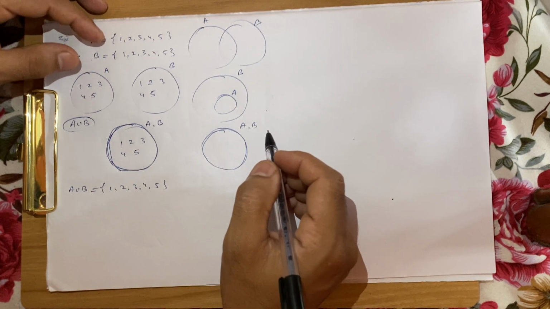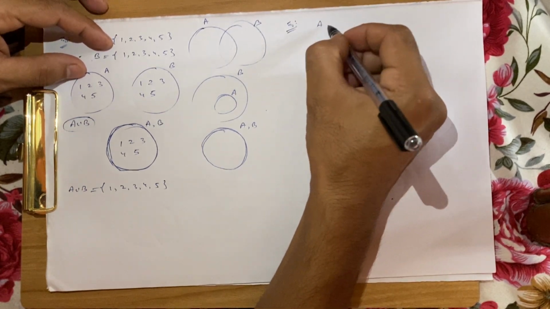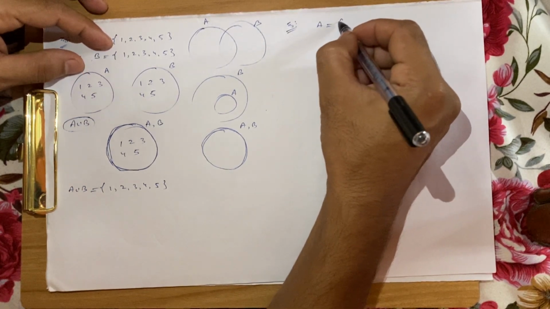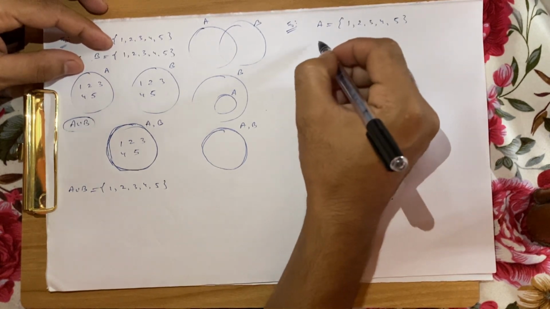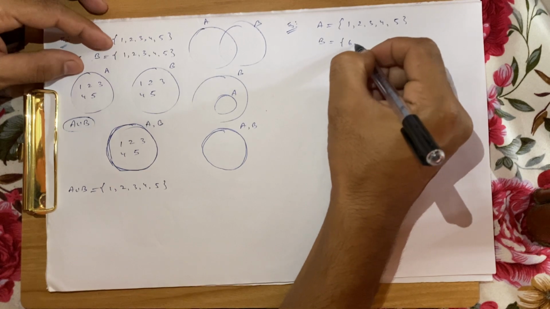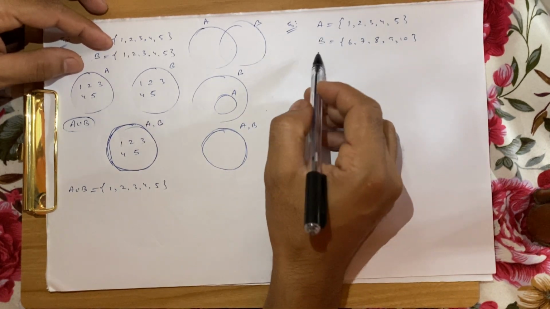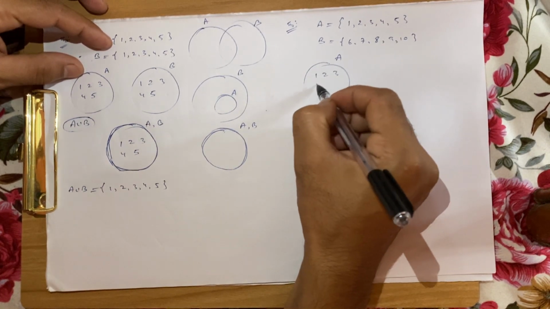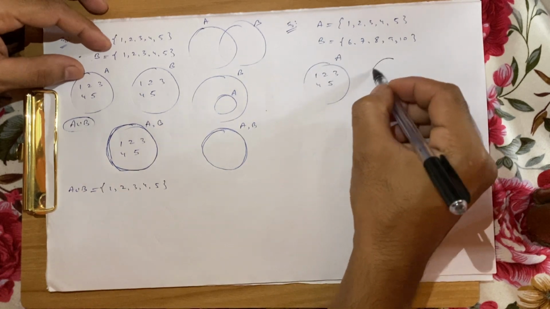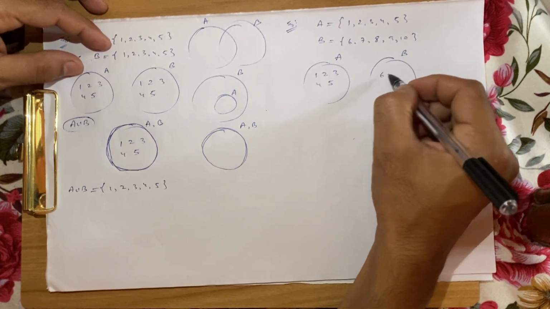Okay, now let's take another example. Let's say we have two sets. There is a set A, which is the set of natural numbers from 1 to 5: 1, 2, 3, 4, 5, and there is a set B, which is 6, 7, 8, 9, and 10. The Venn diagram for set A is what? I'll draw a circle, name it A, and write all the elements inside it. The Venn diagram for set B: I'll draw a circle, write its name, and write all the elements inside it.